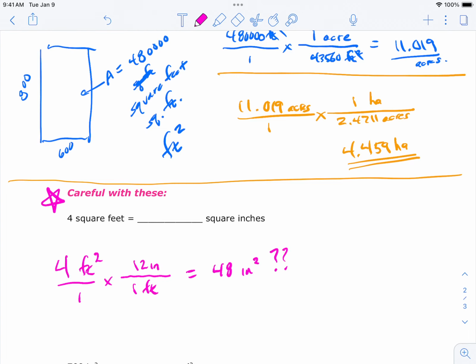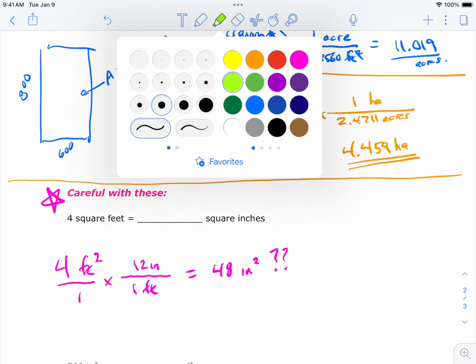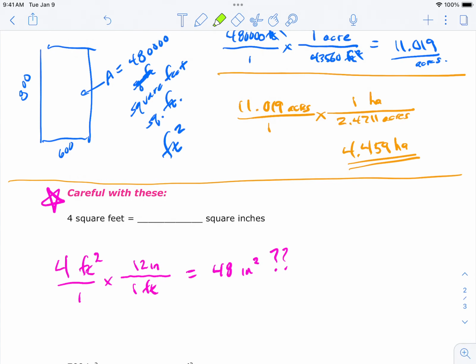What is wrong with this picture? There is something very, very wrong with this picture. Wrong. So wrong. Here's the problem. Did we cancel units? This is units of feet. That doesn't say feet. That says square feet. That says feet squared. What's feet squared?